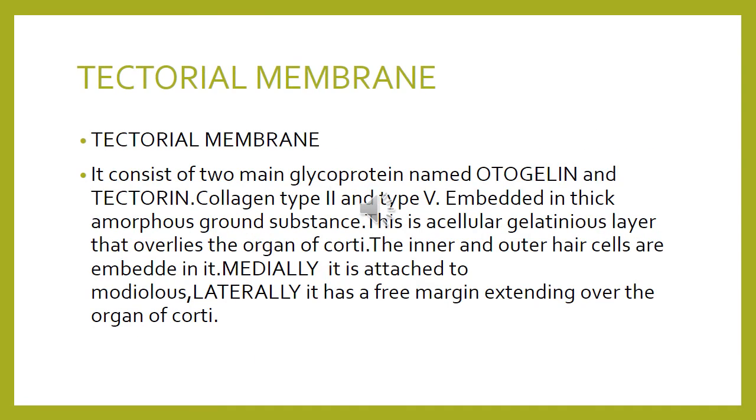The tectorial membrane. The tectorial membrane is an acellular gelatinous layer that overlies the organ of Corti, and it is actually made up of two types of glycoproteins. They are called the entactin and the tectorin, and two types of collagen fibers, that is type 2 and type 5.